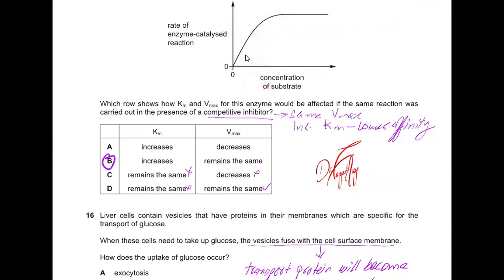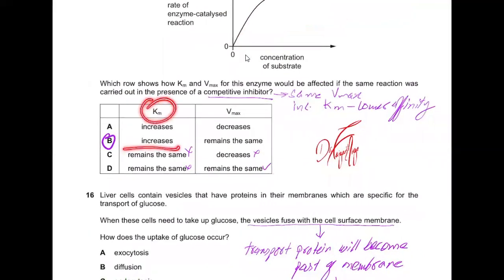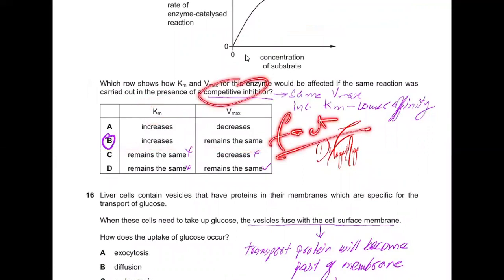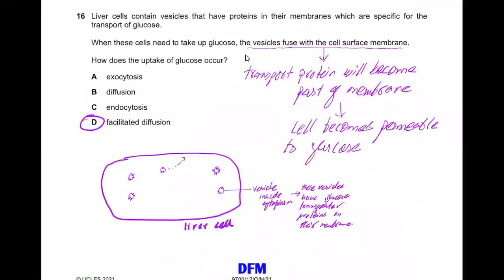This is again described in various lectures of mine previously as well. We have covered it in enzymes as well. So we know Km increases and Vmax remains the same for competitive inhibitors. This is a scientific fact. So yeah, question 16. Liver cells contain vesicles.